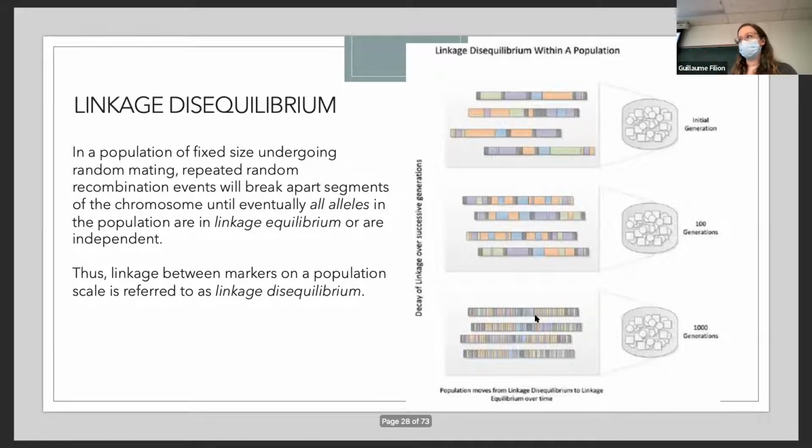So that's equilibrium. That's not usually the case. There's a lot more going on. So usually we see linkage disequilibrium. That's where we have these larger bars. That means that everything in this bar is correlated to each other. They're all linked. So that's linkage disequilibrium. They're not independent positions.